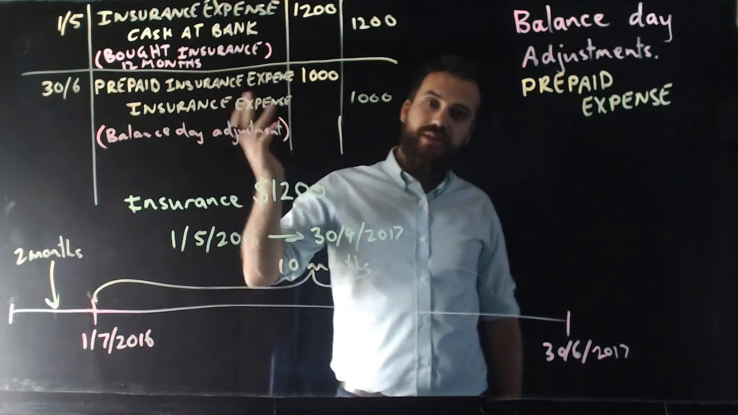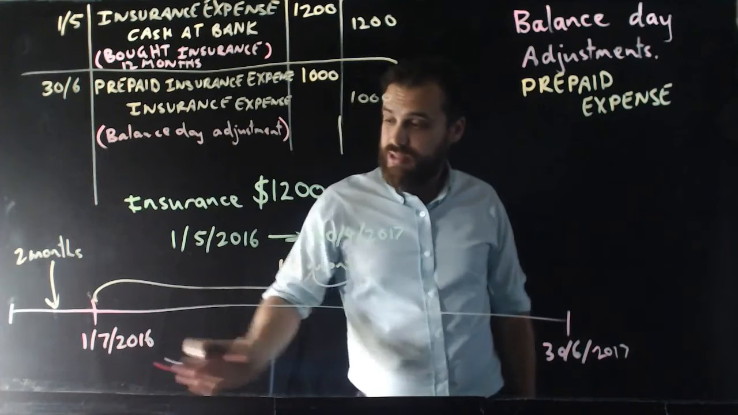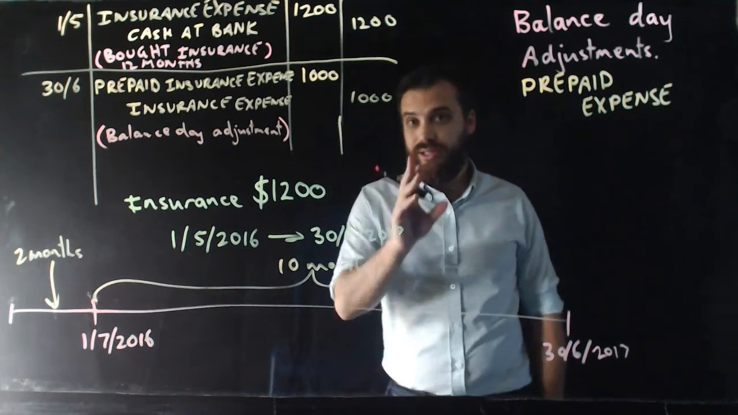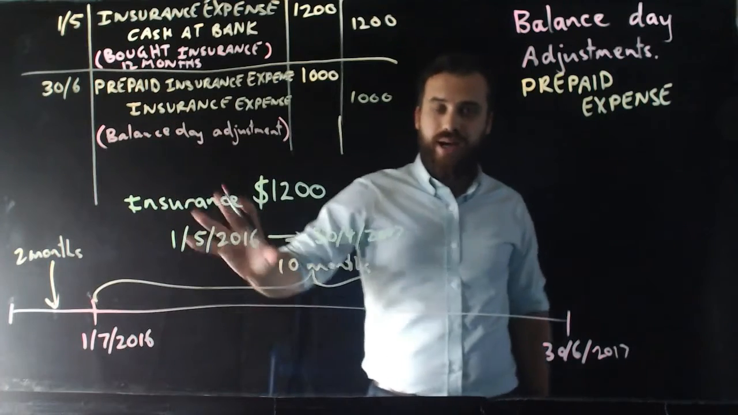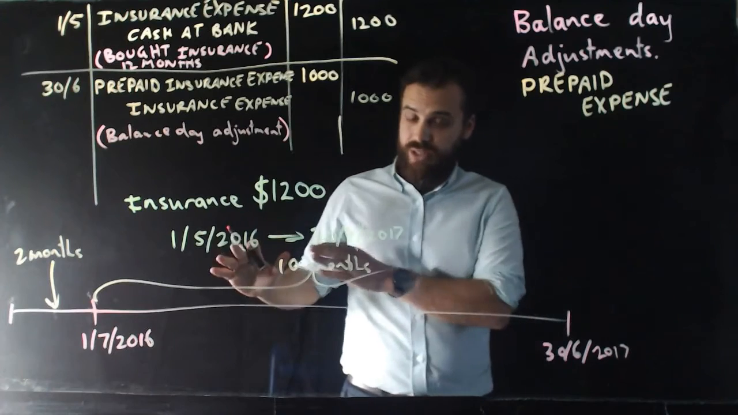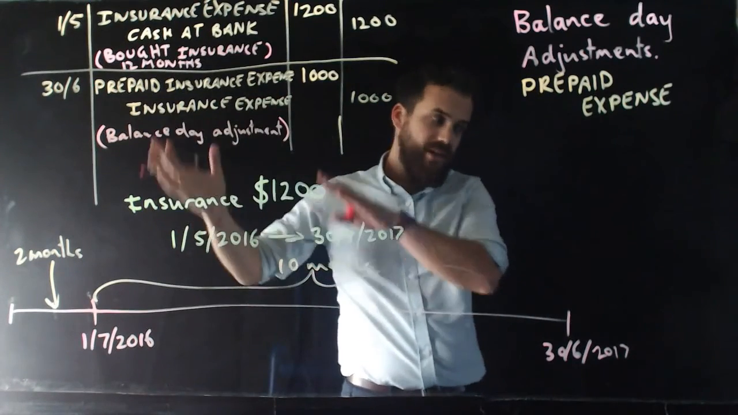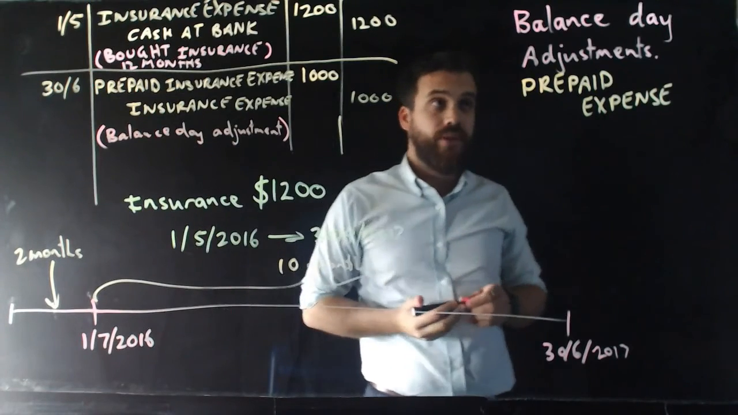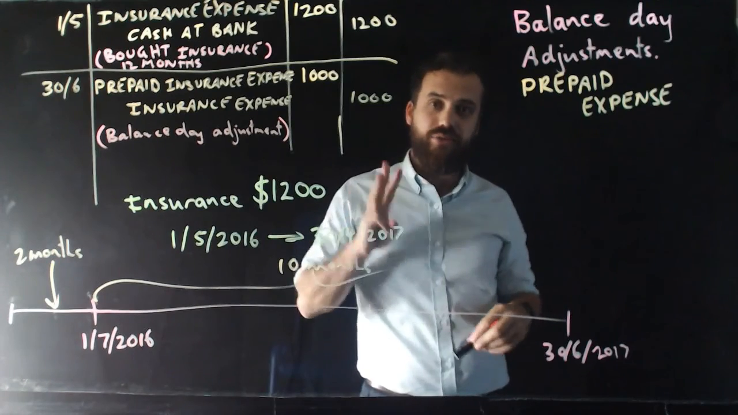Prepaid insurance expenses, accrued revenues, all of that only lasts for one day, only lasts for a moment when we balance our books. But it is an important part of this because of the matching principle and accrual accounting. We've got to match our expenses to where we see the benefit of those expenses, which is why we're creating this asset here, because we need to match that. Okay, that's one of our balance day adjustments. There are 3 more to go.